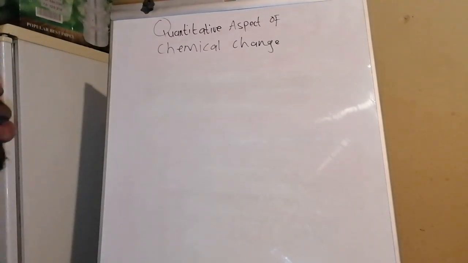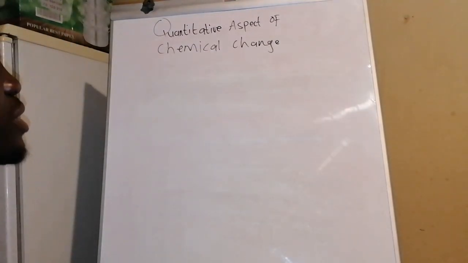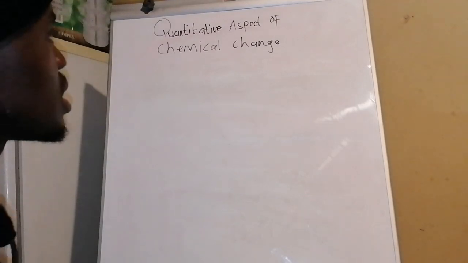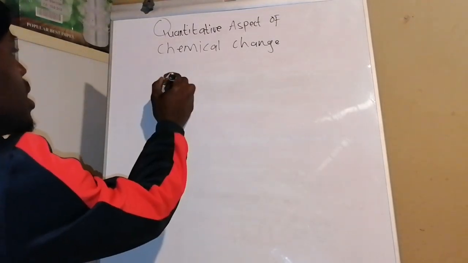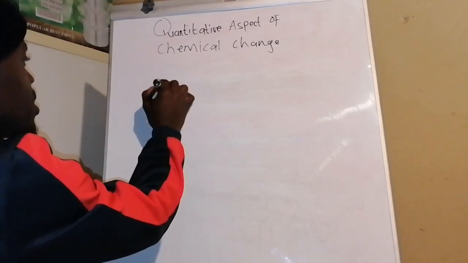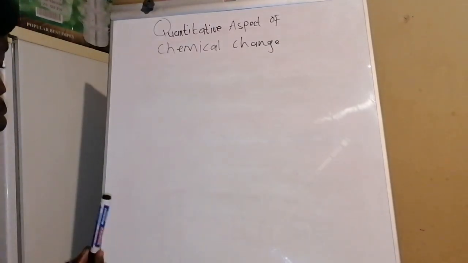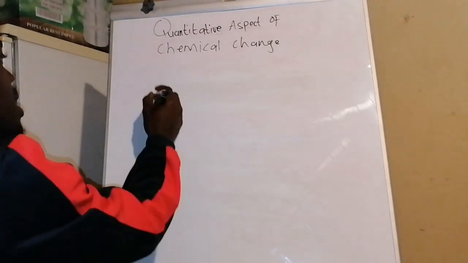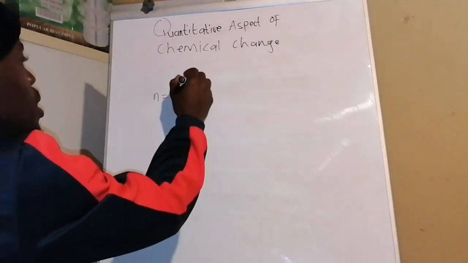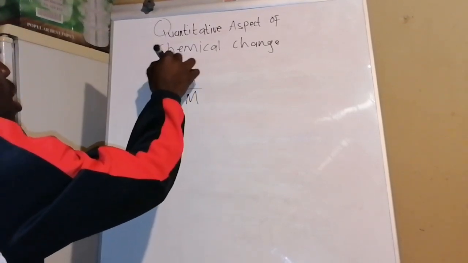Before we can get to the empirical formula, or on how to determine the empirical formula and the molecular formula, let's just discuss this. We have something known as a mole. It is very important that you know how to define the term mole. So this is the formula for calculating the number of moles.